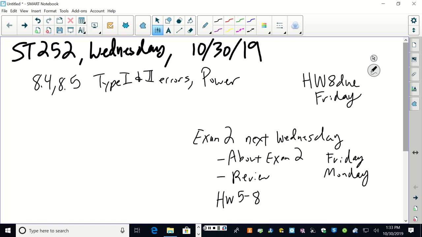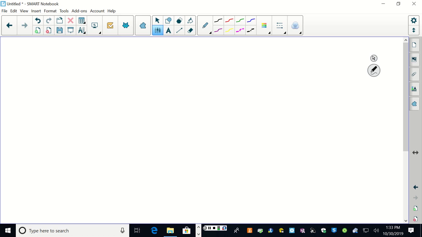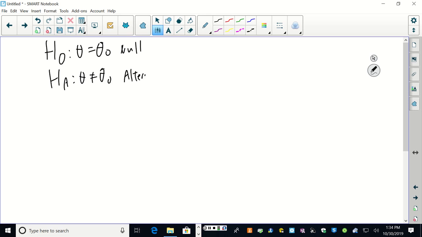Okay, so this is your type 1 and type 2 errors. We're going to start with a hypothesis: theta equals some value, a null hypothesis. And then some alternative that it's not equal to that, or you could have a one-sided alternative if that's appropriate for what you know already. And we gather data.